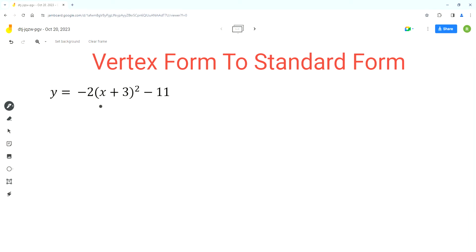Now as you can see, this equation is given to us in vertex form because it resembles the general equation of a vertex form. The general equation of the vertex form is written as a(x - h)^2 + k. And we have to convert this to standard form. Now the standard form is written as y = ax^2 + bx + c.